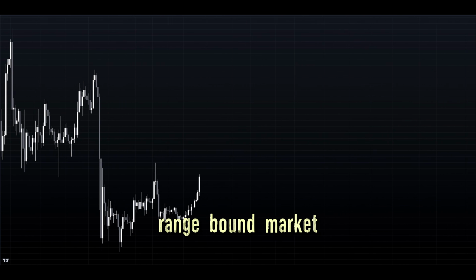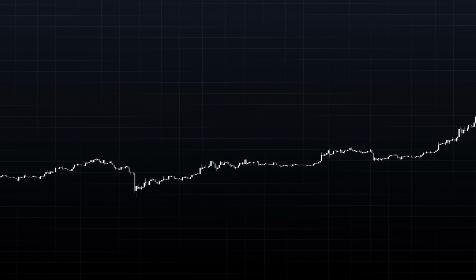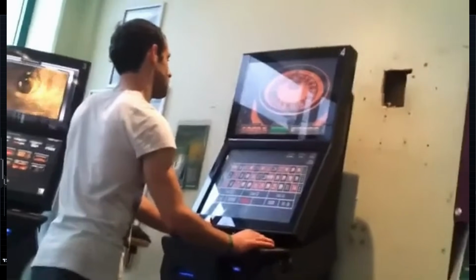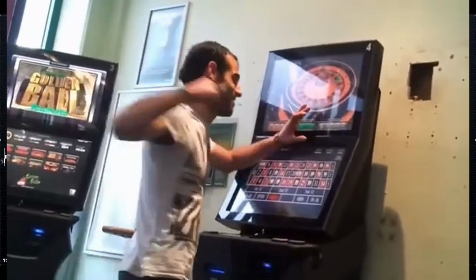Getting stuck in a range-bound market is every trend trader's nightmare. It's like pulling the same dusty slot machine for hours, mind-numbingly boring and a steady money drain.